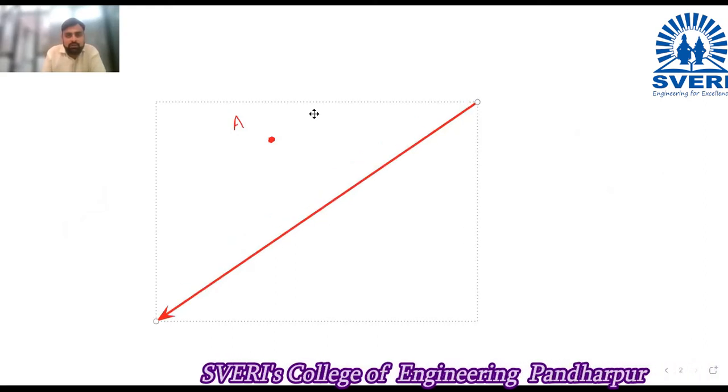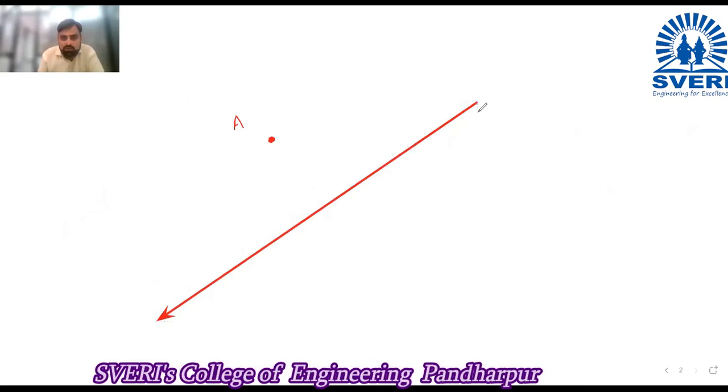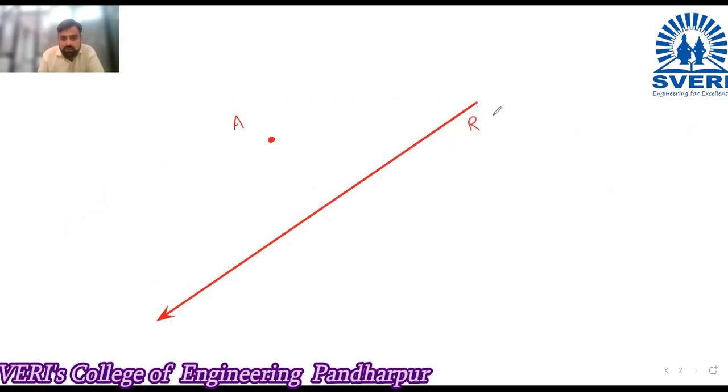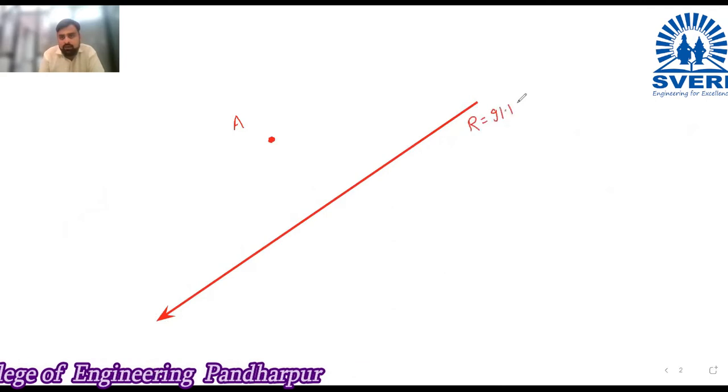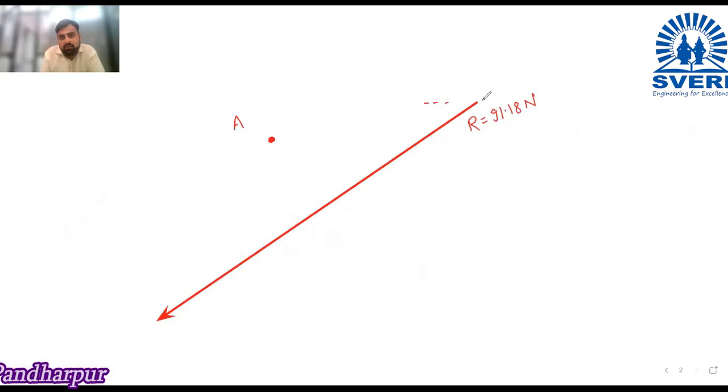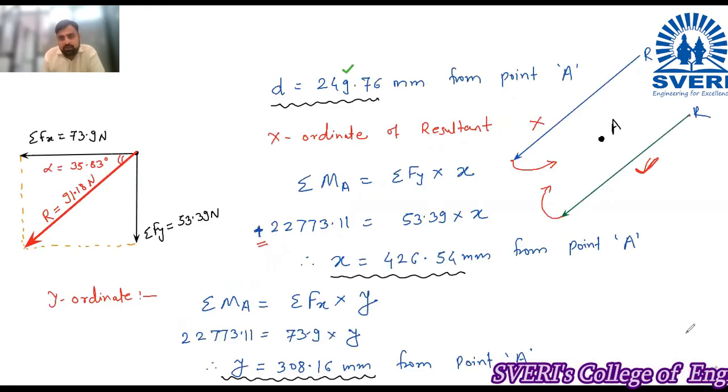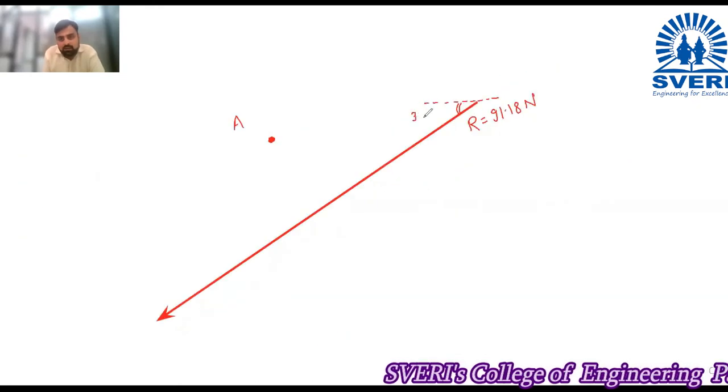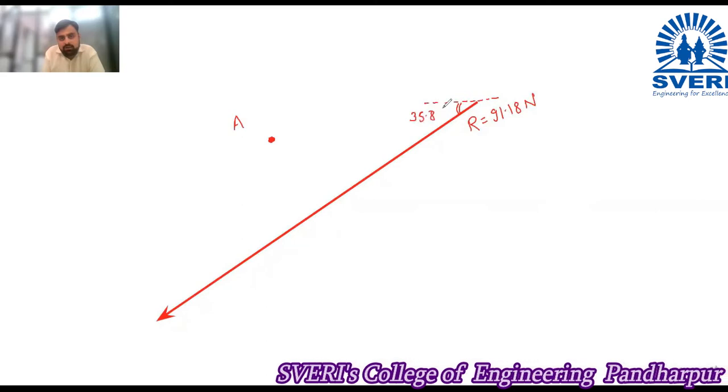What is the value of the resultant? The value of the resultant R is 91.18 Newton, and the angle of the resultant is alpha. So this angle is alpha, and it is 35.83 degrees.